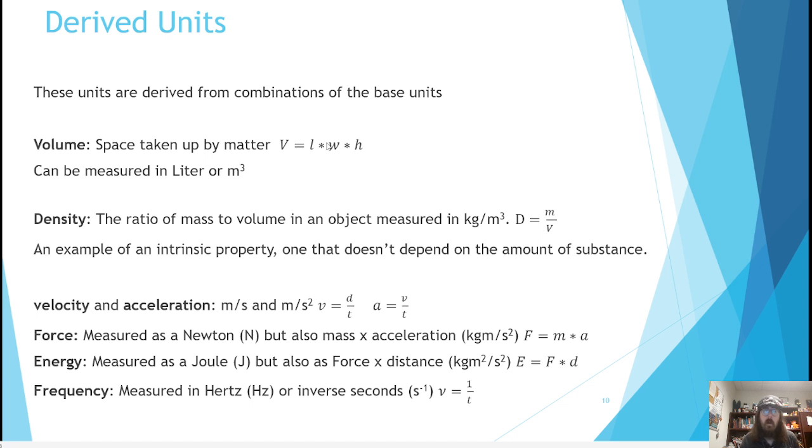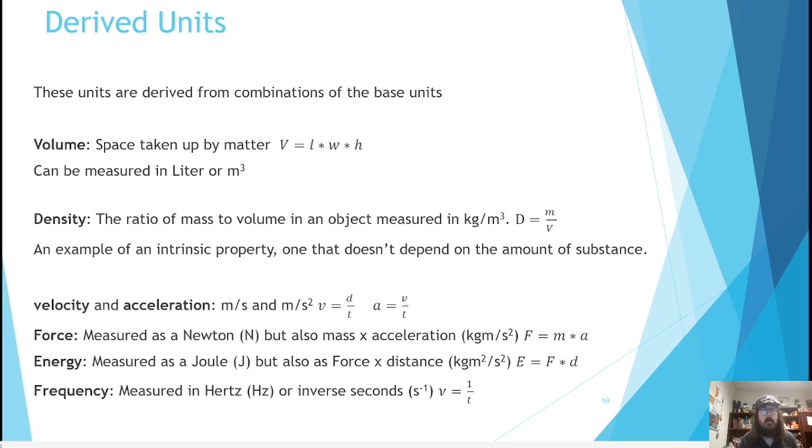Now, a lot of our units will be derived from our base units. So knowing a formula is useful, but typically a good class will have the formulas given to you. You don't need to memorize all these formulas. However, if I look at the units on my answer, I can almost derive the formula from it.